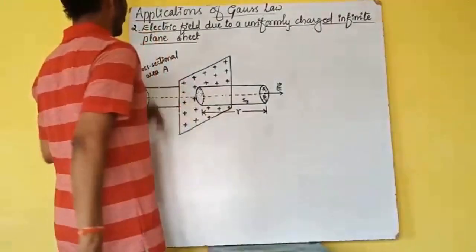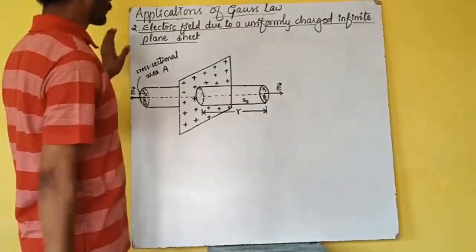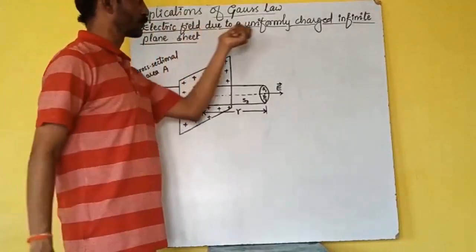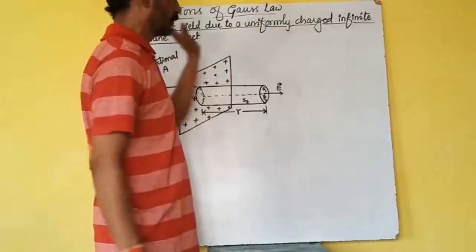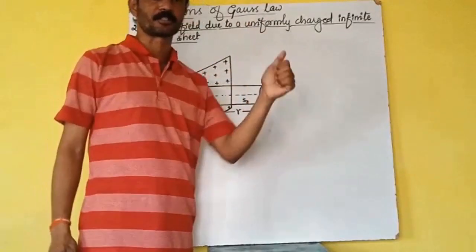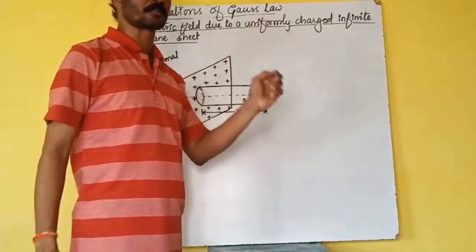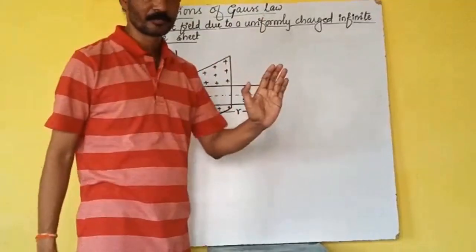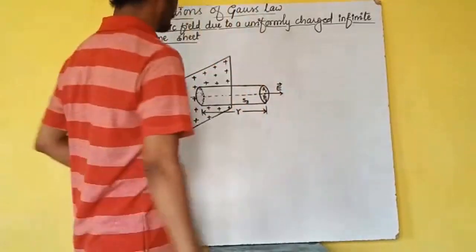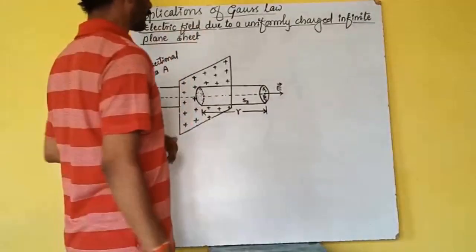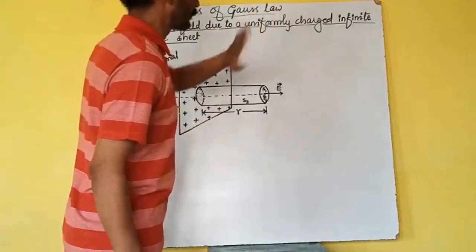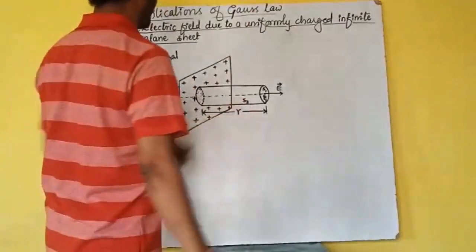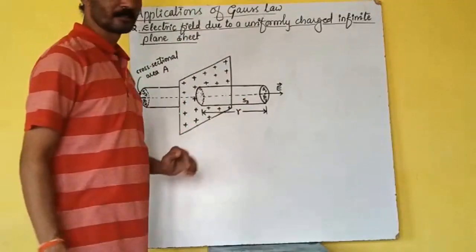Now let us see the second application of Gauss law, that is to determine the electric field due to a uniformly charged infinite plane sheet. Last class we studied the electric field using Gauss law in case of a linear charge. This is the second application, to find the electric field in case of a uniformly charged infinite plane sheet by using Gauss law.